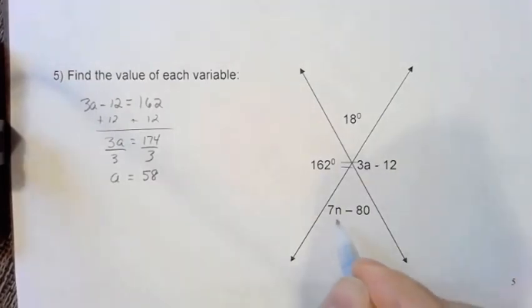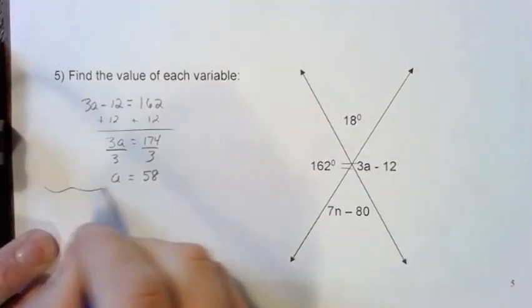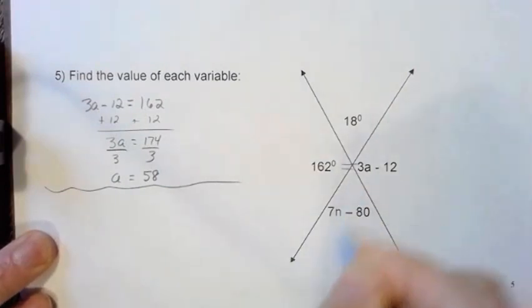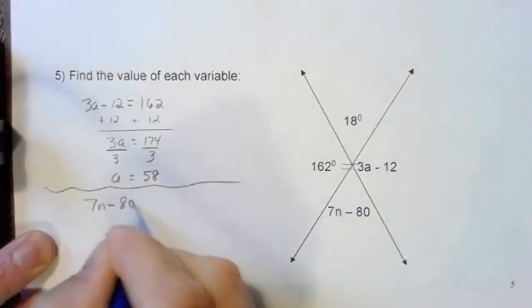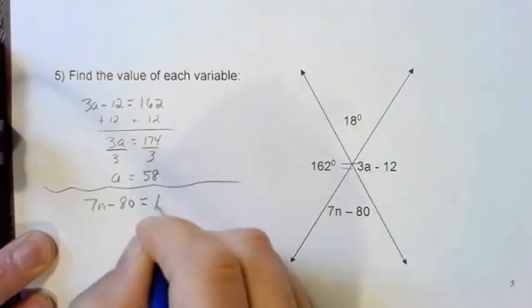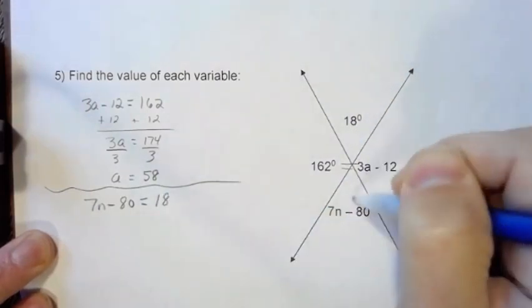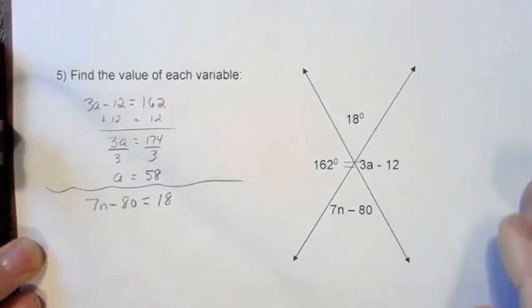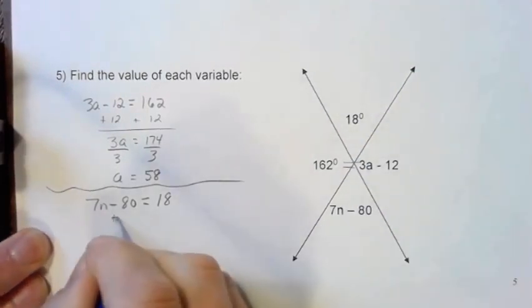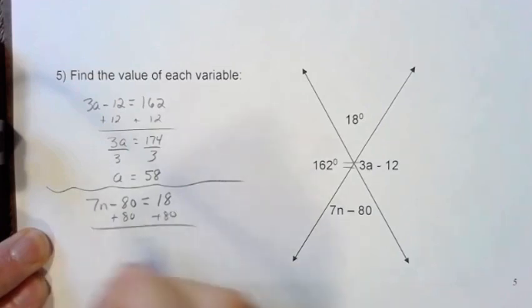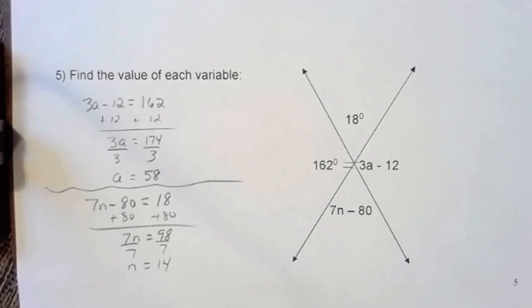Now I want to try to figure out the value of n, and I'm going to use a very similar method. All right, this angle, 7n minus 80, has to be equal to 18 degrees because, again, these are vertical angles, and vertical angles are always congruent to each other. So we'll start by adding 80 to each side, meaning that 7n is going to be equal to 98. And then if we take 98 and 7n and divide each of those by 7, then the value of n has to be 14 in this example.